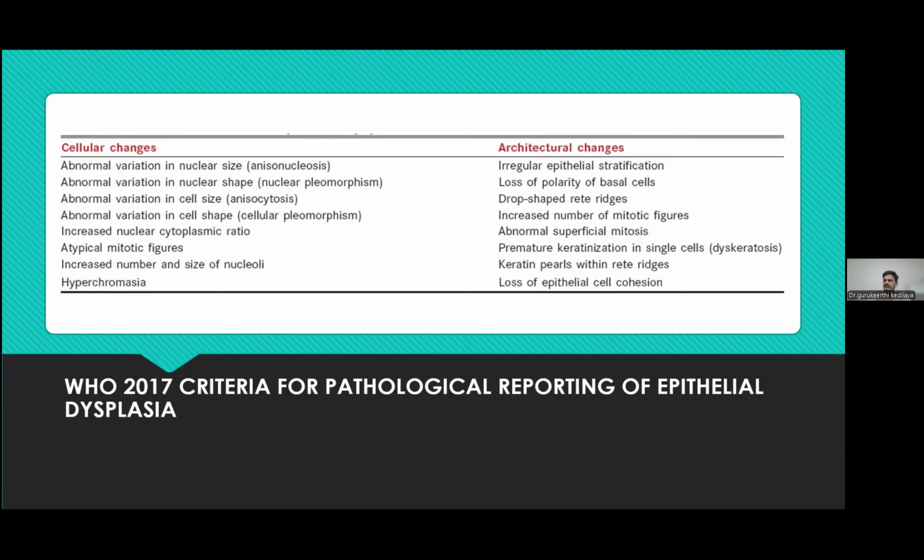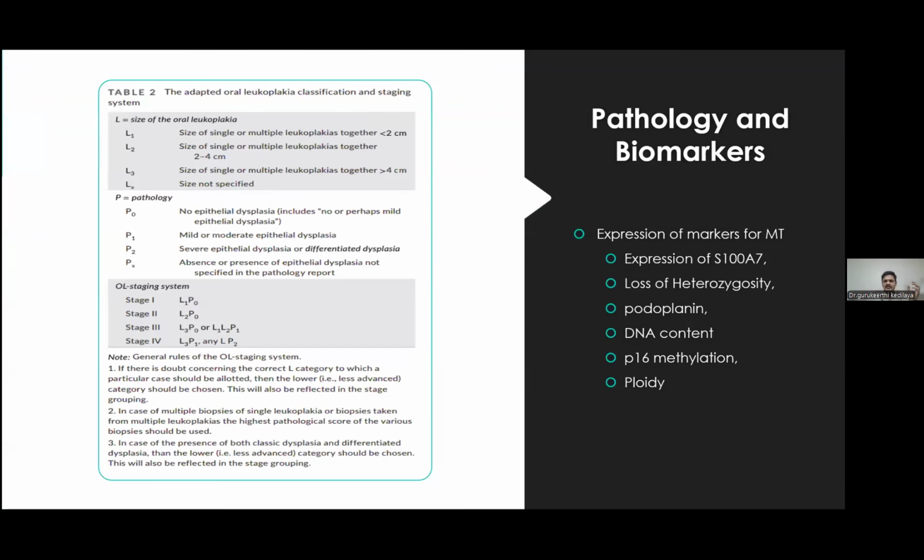So I'm not going into the details as it's shown in the table very well. There are many staging classifications that have been put forward for staging oral leukoplakia. This is one of the most sought leukoplakia classifications, considering the size of the leukoplakia as well as pathology based on the dysplasia within the lesion. As described, it is divided into stage 1 to 4.